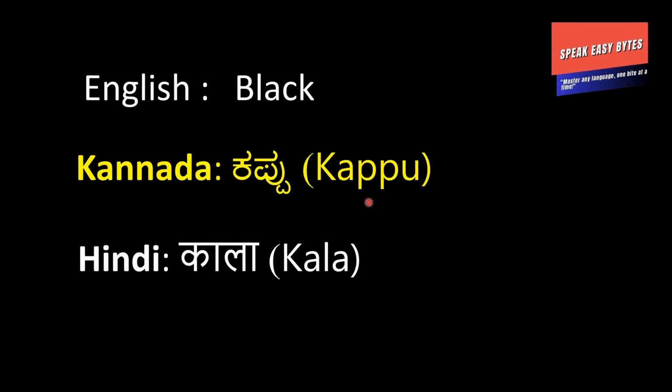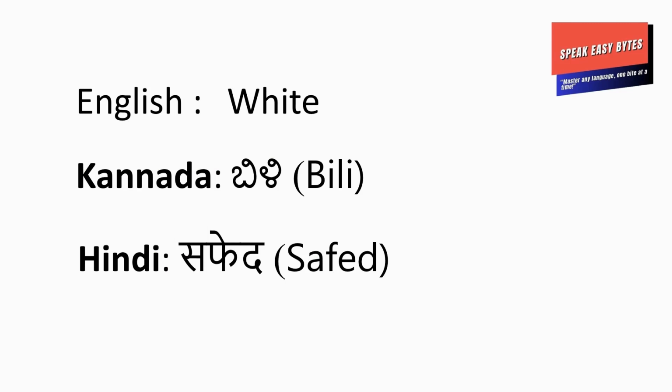The next word is black. For black in Kannada they say Kappu. The word is Kappu. And in Hindi they say Kala. Let's move to the next word. The next word is white. For white in Kannada they say Bili. It is Bili. And in Hindi they say Safed.